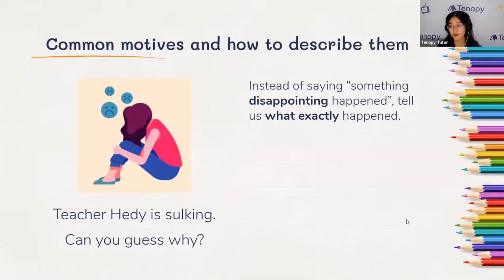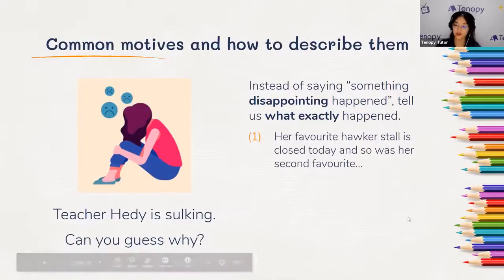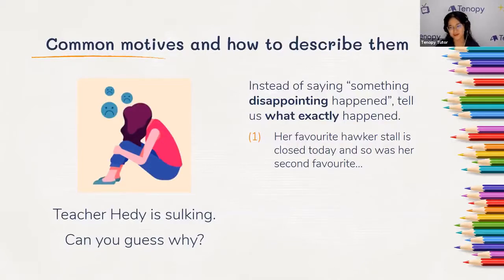Okay, finally, all the things I share with you guys. Something disappointing that happened to her. What could be an example? Her favorite hawker stall was closed today, and so was her second favorite. There's nothing to eat for lunch. That's very disappointing, right? Instead of saying something disappointing happened and letting your readers guess, tell them exactly what the disappointing thing is.